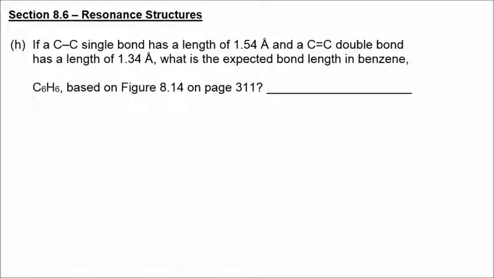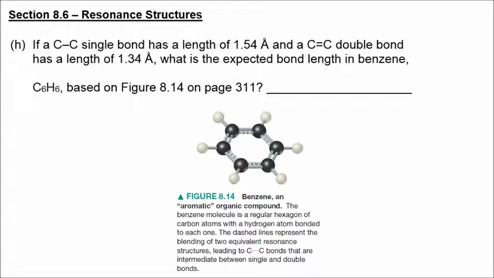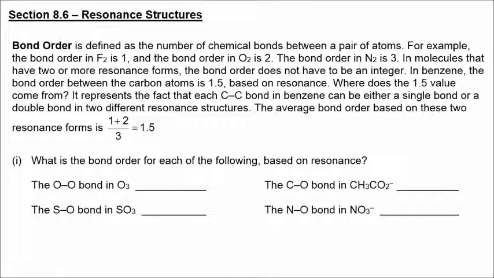If a carbon-carbon single bond is 1.54 angstroms and a carbon-carbon double bond is 1.34 angstroms, but benzene is an average of single and double bonds, that means that the bond would be intermediate between single and double. So the average bond length for benzene, for carbons, would be not 1.34 or 1.54, but rather 1.44. Sort of 1.5 bonds is what we're talking about. So bond order is defined here.